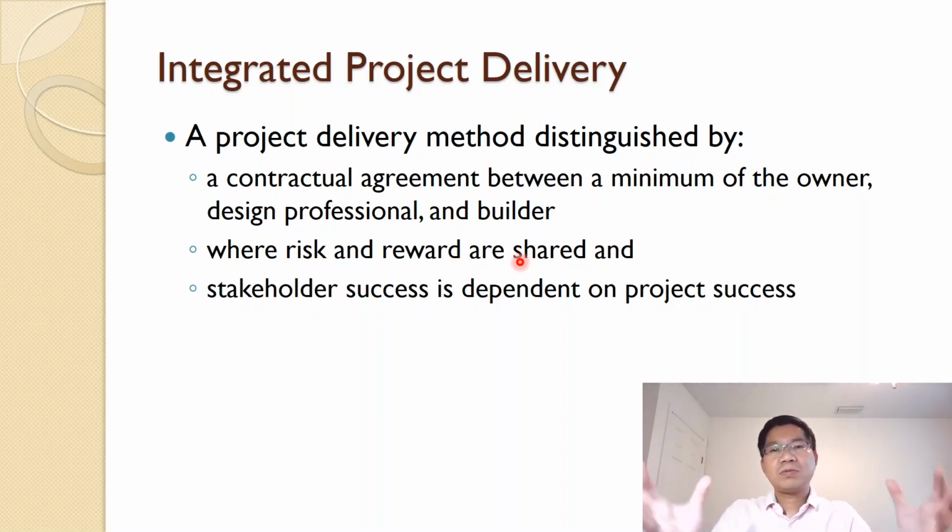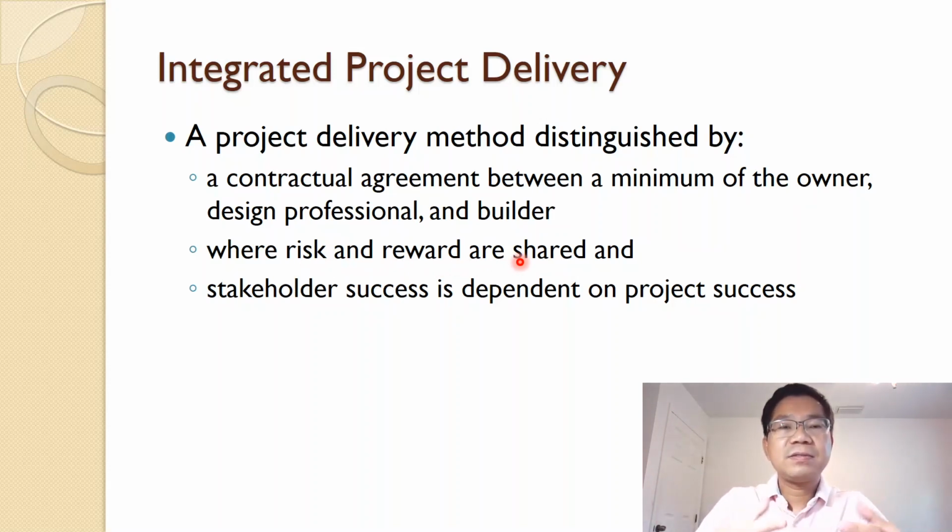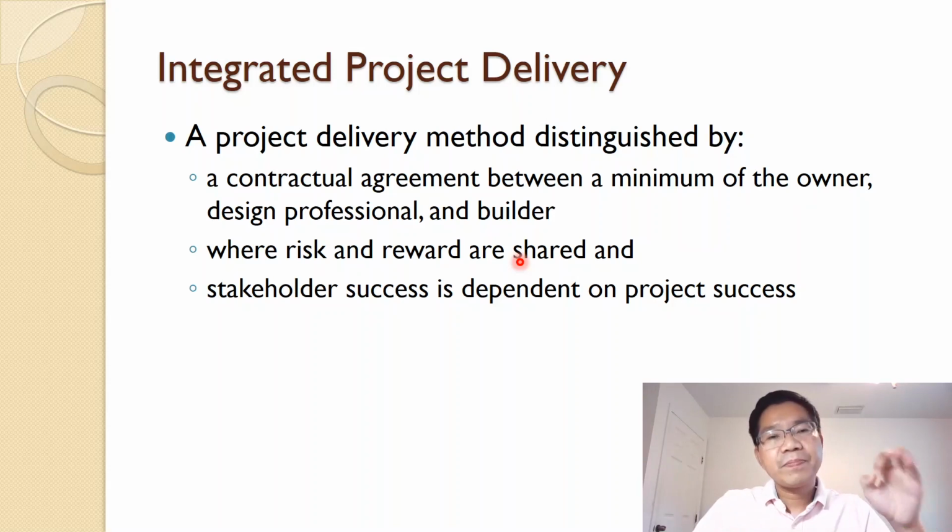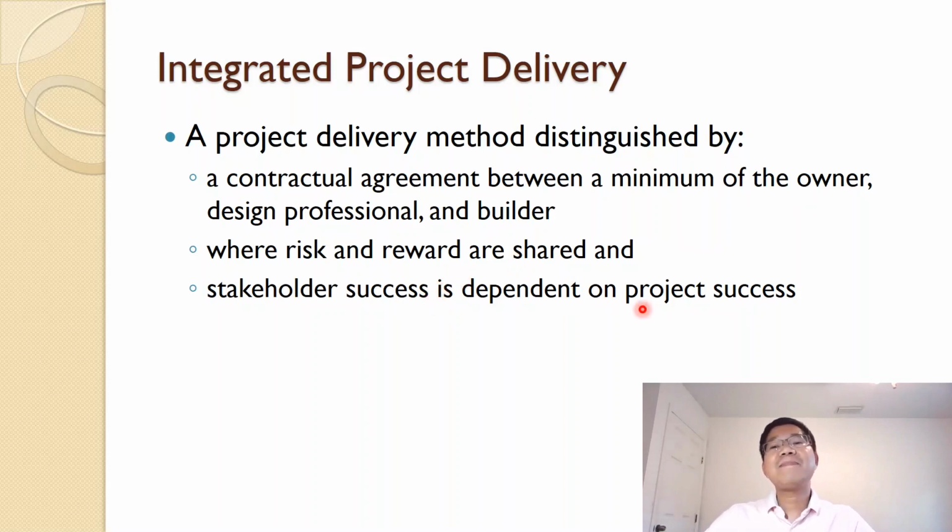Because there are multiple parties, if the project incurs risks like cost overrun, then it is shared between the parties. If it saves money, then it is shared among the parties involved. So the characteristics of IPD are a multiple-party agreement, and risk and reward are shared. And of course, stakeholder success depends on the project success, because whatever happens, everyone has to take the risk, everyone has to take the reward and consequence.